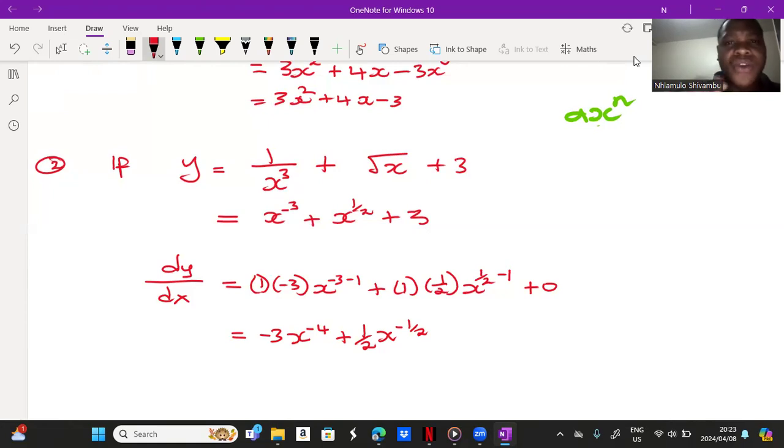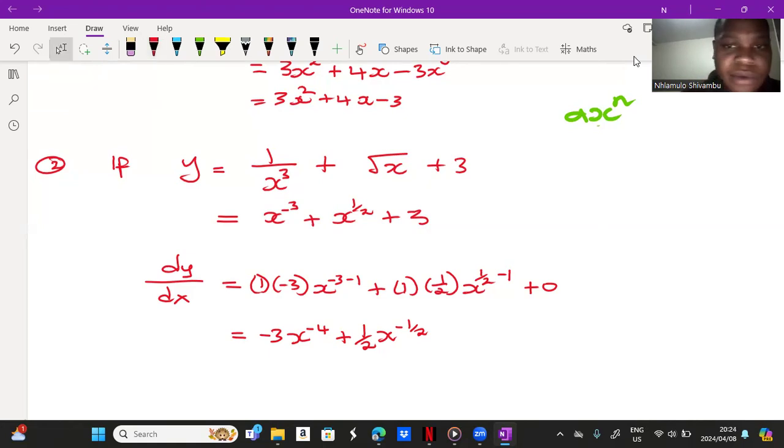So I hope you see how we're going to determine the derivative using the power rule. The main thing that you must focus on is that the expression must be written in standard form. Then after ensuring that the expressions are in standard form, then you are going to use the power rule.